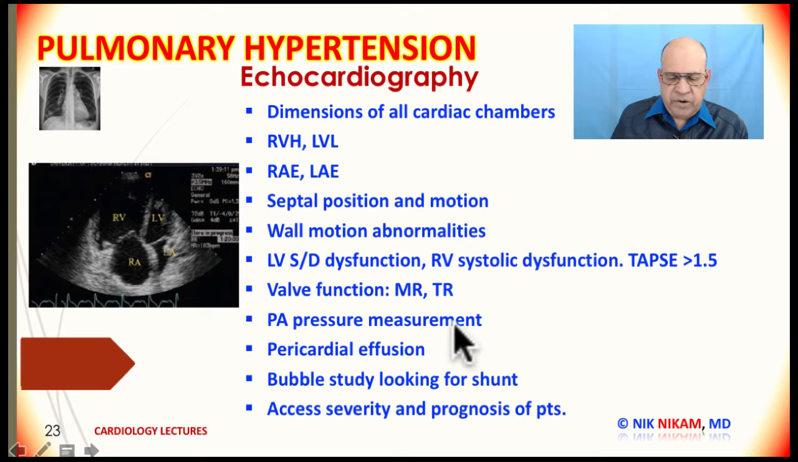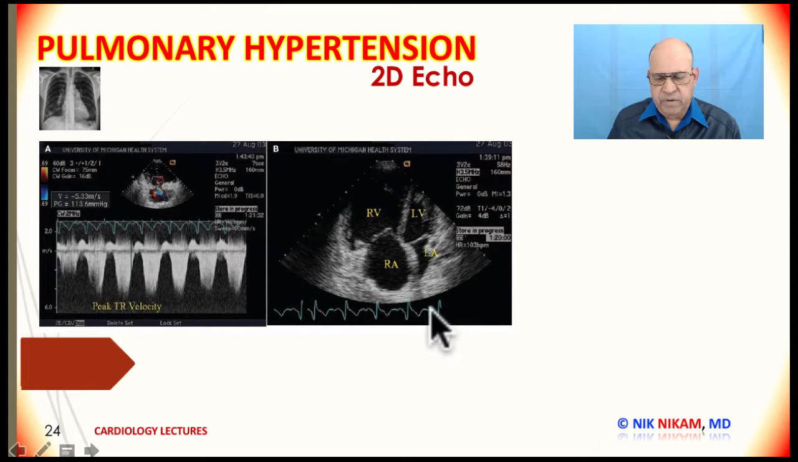But the beauty of echocardiography is that we can see changes in pulmonary arterial pressure based on the patient's overall condition and the underlying pathology. We can also see the presence of a pericardial effusion. We can use bubble studies to look for any intracardiac shunt. Echocardiography is also useful in assessing severity and prognosis of patients with either pulmonary arterial hypertension or secondary pulmonary hypertension. Here is an example of an echocardiogram of a patient with pulmonary hypertension.